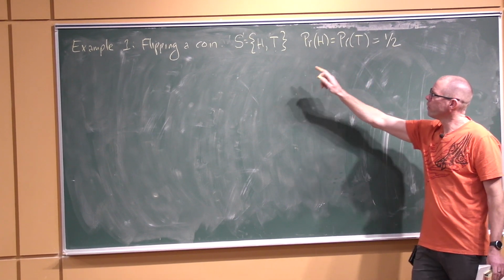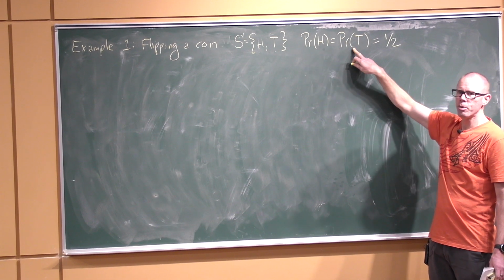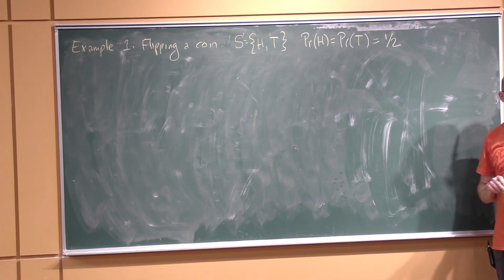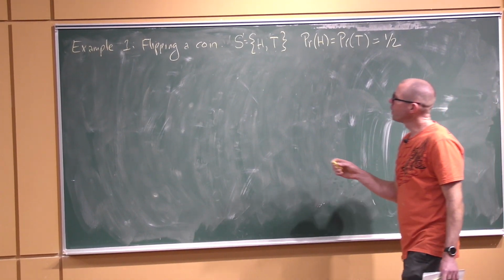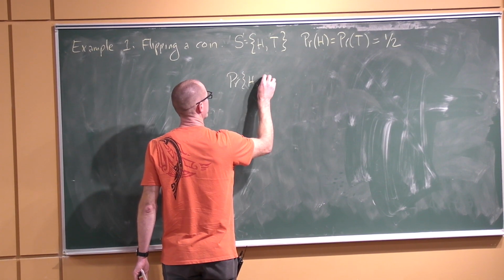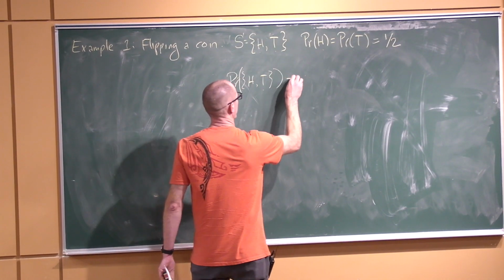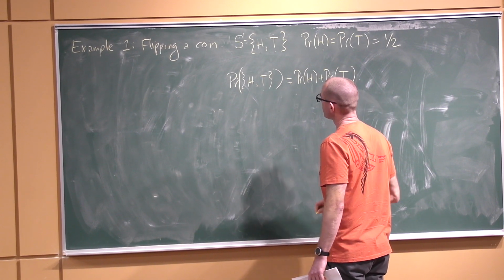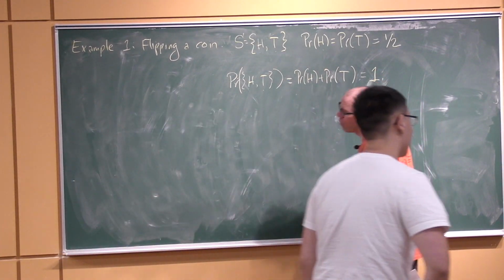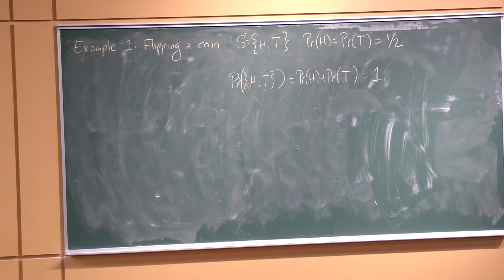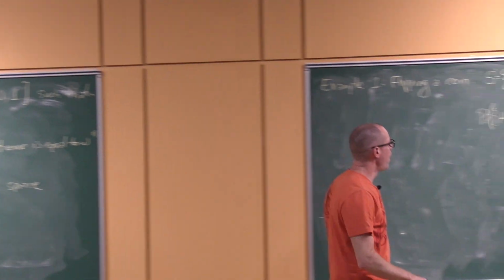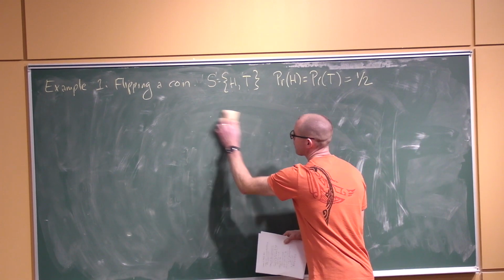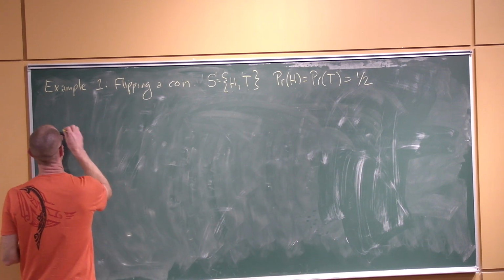So as soon as I tell you that this is the space and the probability of heads equals the probability of tails, why does that mean that they're both equal to 1/2? Yeah, that's because the probability of {heads, tails} is equal to the probability of heads plus the probability of tails. But that equals 1 by this rule here, that if I take all the possible outcomes and sum up their probabilities, I get 1. So if these two things are equal, they must both be equal to 1/2.